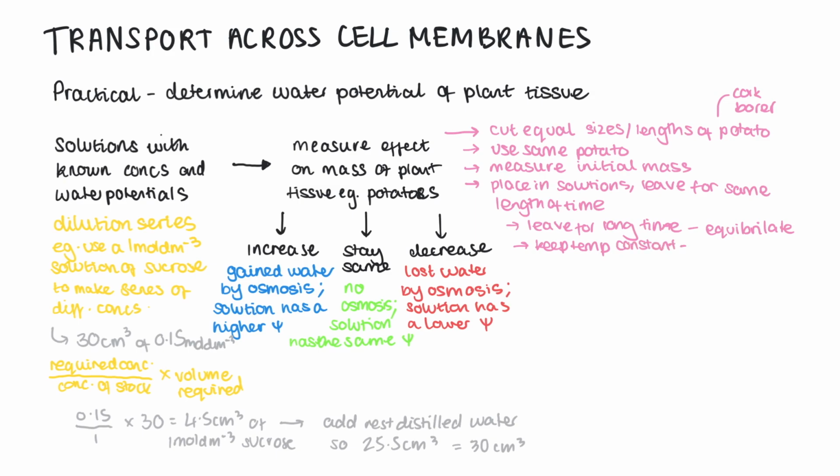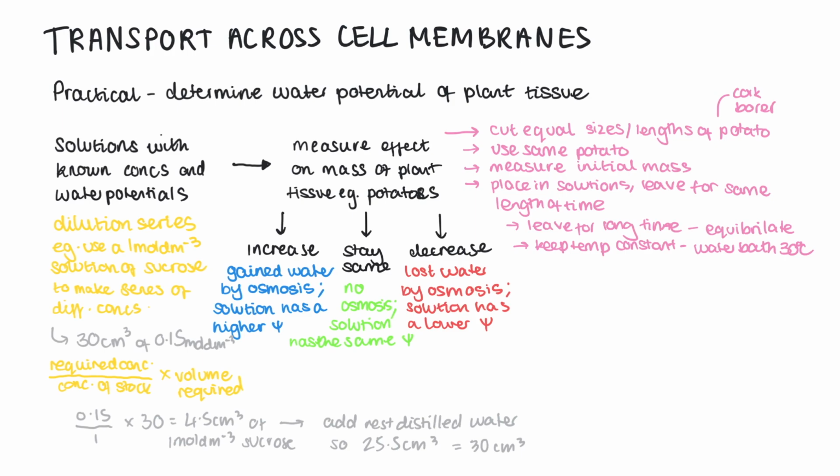And how we would do that is we would have a water bath at say 30 degrees, and we would measure the temperature as we go with a digital thermometer or something, and then every time it fluctuates, which it might, especially if we're having it at room temperature, then we would counteract that.